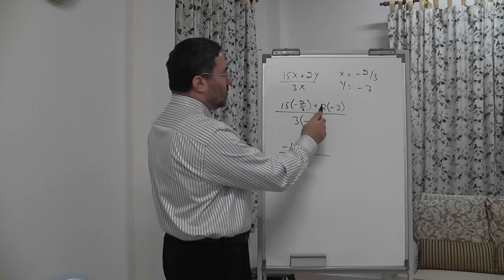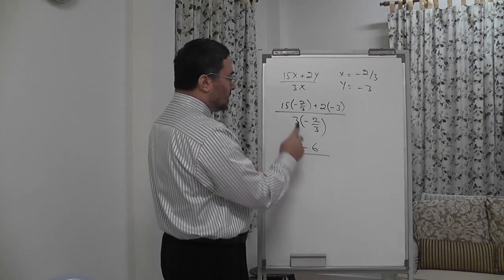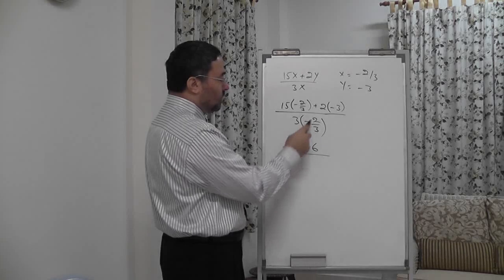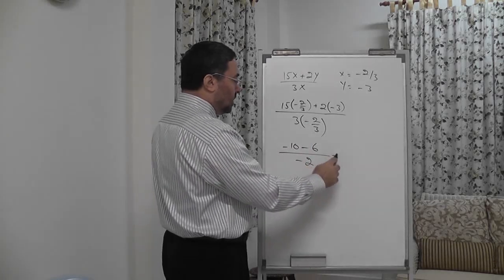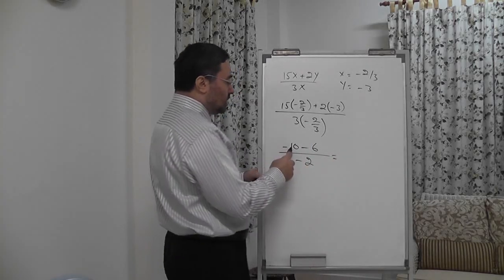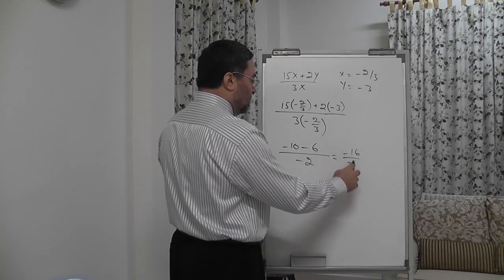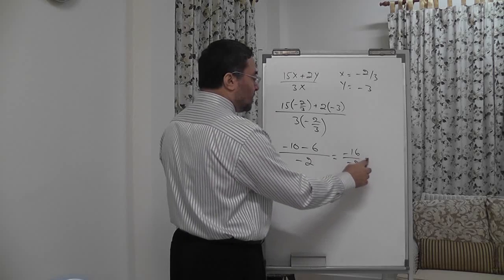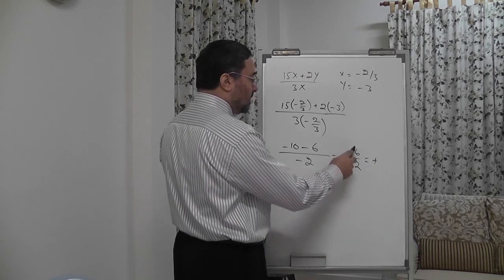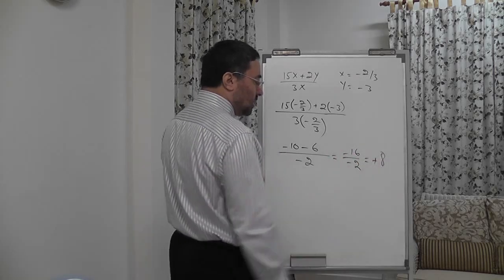Minus 2 times minus 3, that's minus 6. Again here, the 3 cuts with the 3, and we get a minus 2 in the denominator. Minus 10 and minus 6, that's minus 16 over minus 2. 2 negatives, the answer will be a positive. 16 divided by 2, and that's 8.